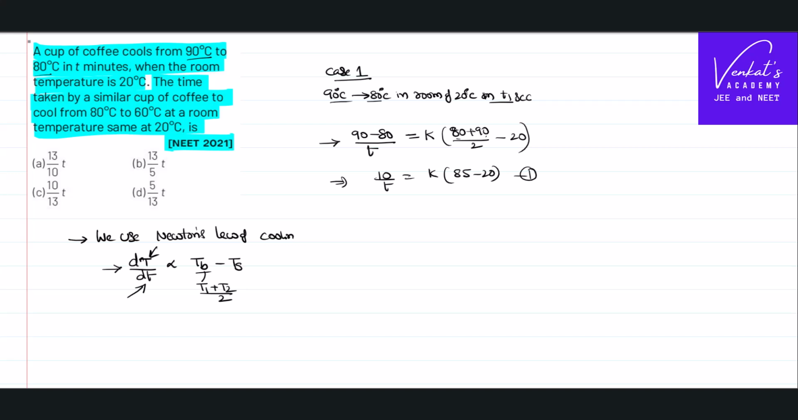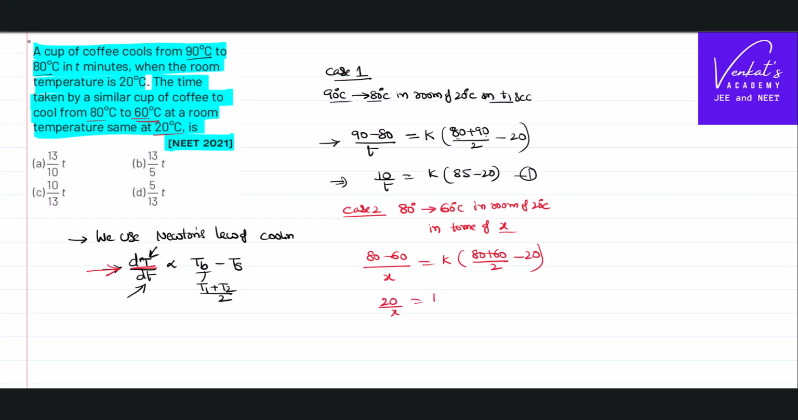Now let us take case 2. It is given that it is cooled from 80 to 60 in a room of 20 degrees centigrade in an unknown time. Let me call the time x. We have to calculate that x. Apply these values also into this formula. Change in temperature, 80 to 60, in a time x, equals the same proportionality constant times the average of 80 and 60, minus the same surroundings, 20. So 80 minus 60 is 20, by x, equals k of (70 minus 20). This is equation number 2.